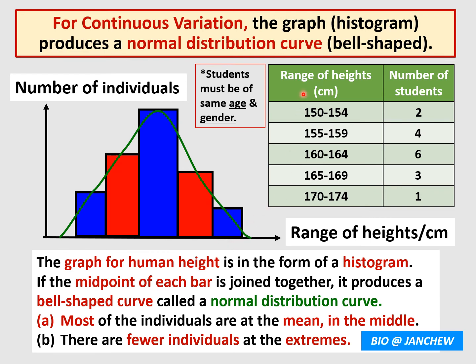So first, for your manipulated variable here, it should be the range of heights. So you must write it down here. Here 150 to 154. Okay, I didn't write down, but you have to write down. Then here 155 to 159 and so forth. Okay, and then you fill up the graph by drawing the bars for the different number of individuals for each range of height. Okay, draw bars.